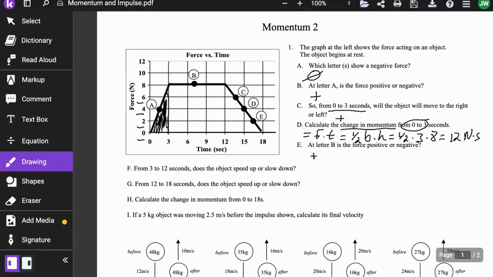At letter B, is the force positive or negative? All the forces on this graph are either 0 or a positive non-zero value, so it'll be positive.